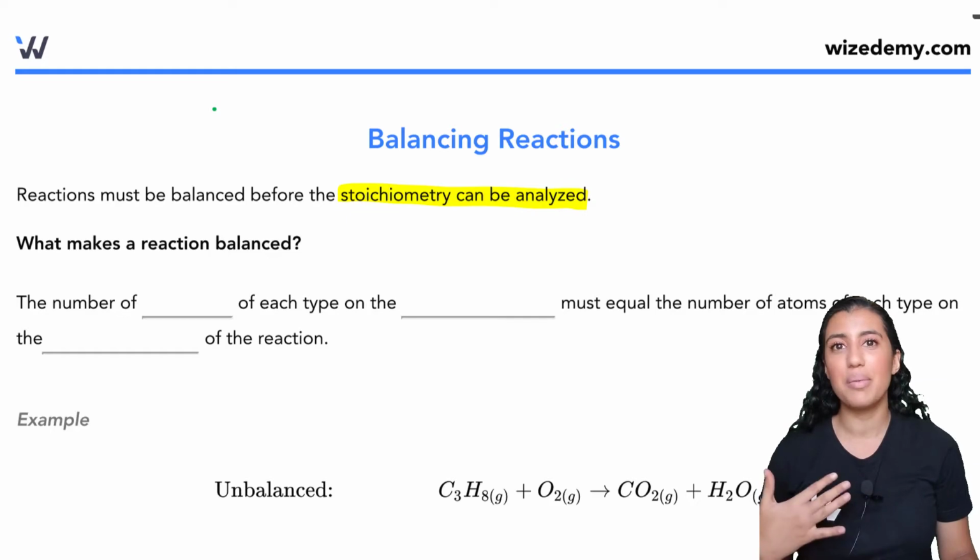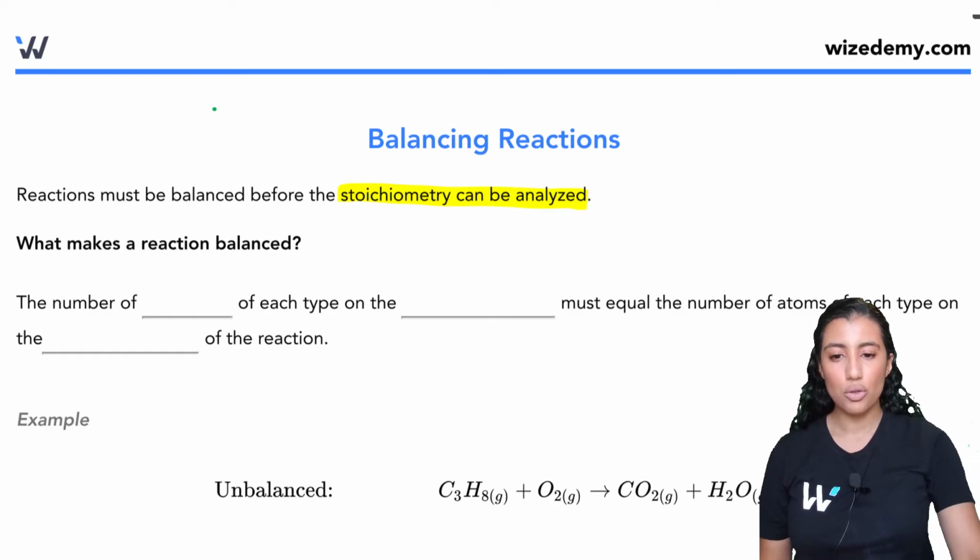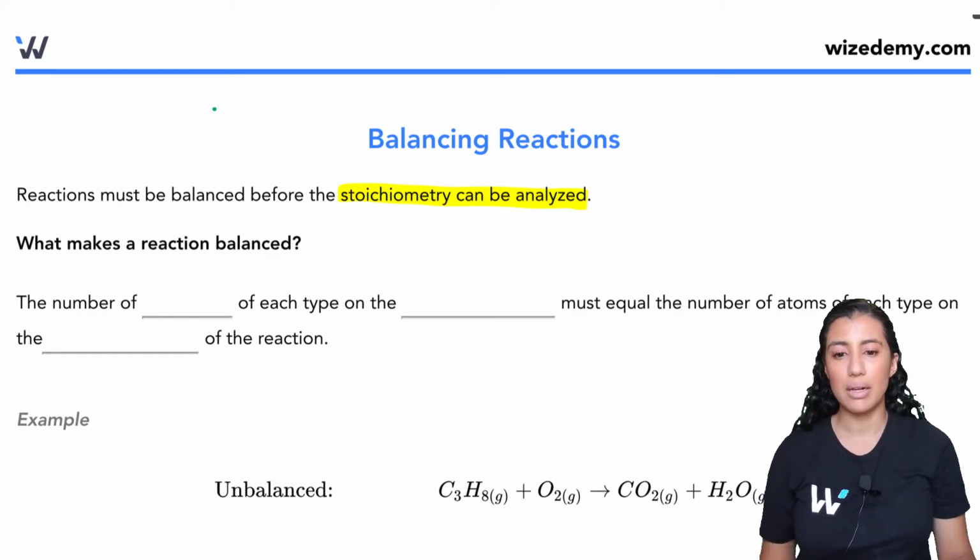Pretty much, we need to be able to know how to balance a reaction in order to do any calculations that we'll see later on, like looking at what is the limiting reagent, what is the percent yield, and stuff like that. So what exactly makes a reaction balanced?